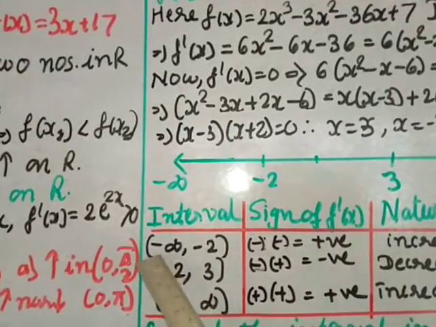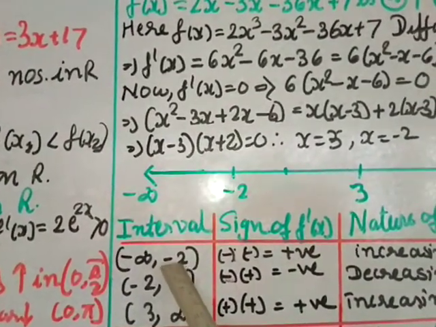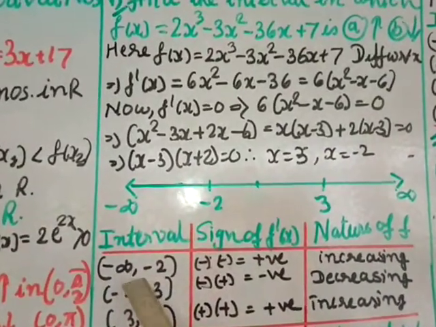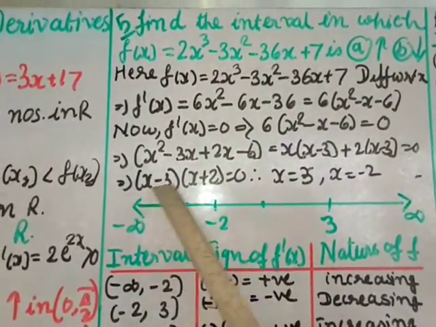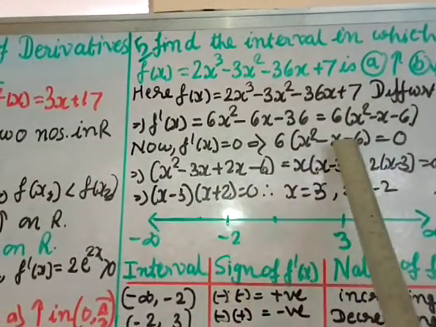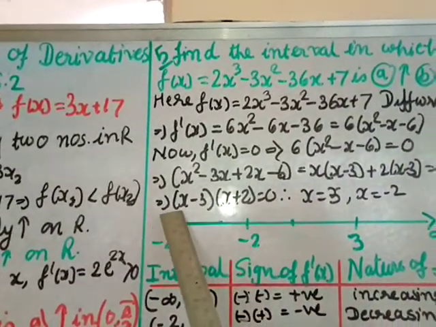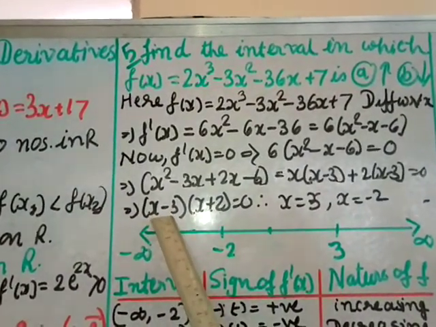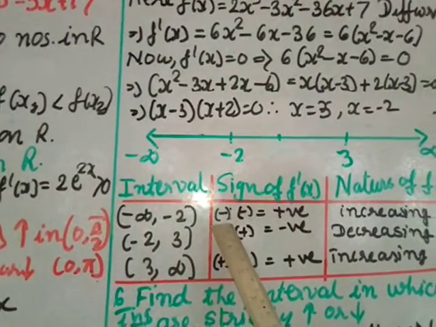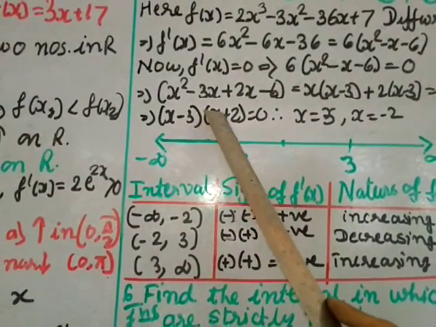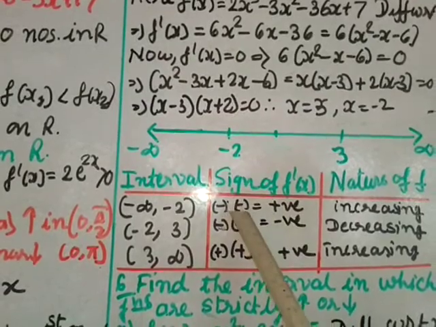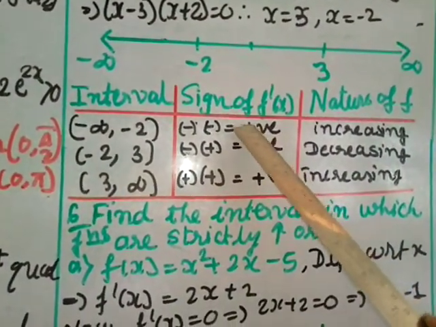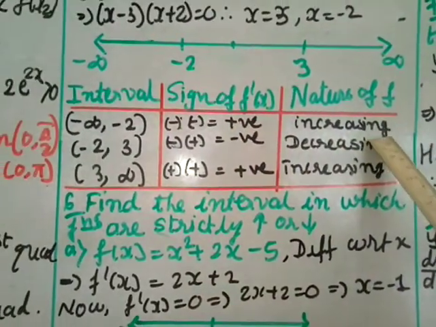Now I have to take one value from each of these three and check whether the answer is positive or negative. So minus infinity to minus 2, let us take minus 3. So you put minus 3 here, so minus 3 minus 3 is minus 6, that is a negative answer. Then again the same value, minus 3 plus 2 is a negative answer. So minus and minus will be a positive answer. If f dash x is positive, f is an increasing function.